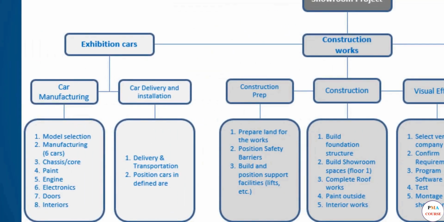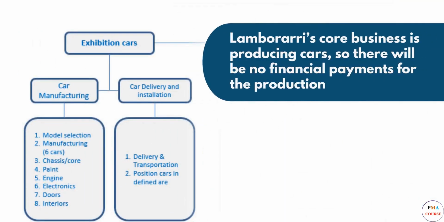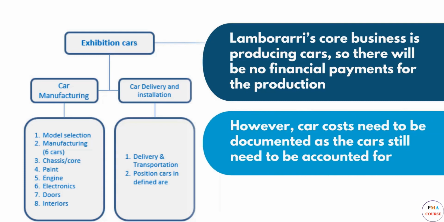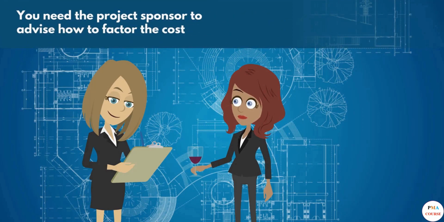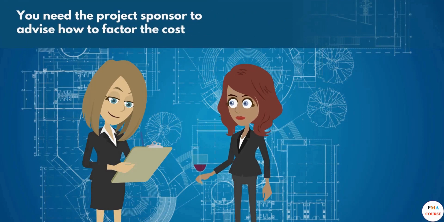Regarding car preparation, Lambirari's core business is producing cars, so there will be no financial payments for the production. However, car costs do need to be documented as the cars still need to be accounted for. The way you do this depends on the company. Some companies require transactions between departments to be made through intercompany expenses. You need the project sponsor to advise how to factor the cost.